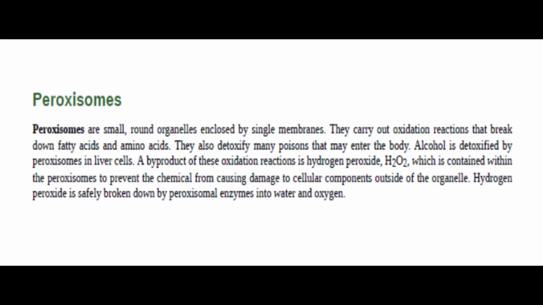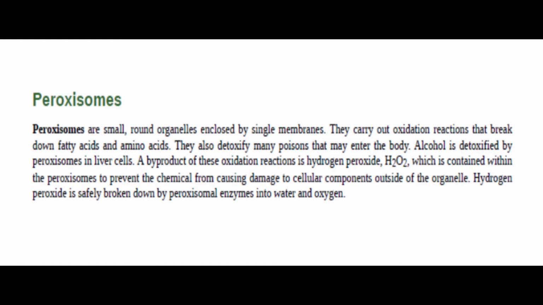Peroxisomes. Peroxisomes are small, rounded organelles enclosed by single membranes. They carry out oxidation reactions that break down fatty acids and amino acids. They also detoxify many poisons that may enter the body. Alcohol is detoxified by peroxisomes in liver cells.